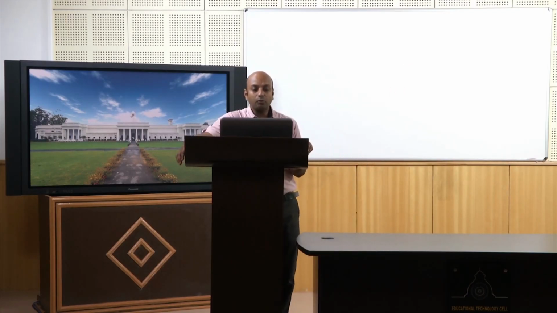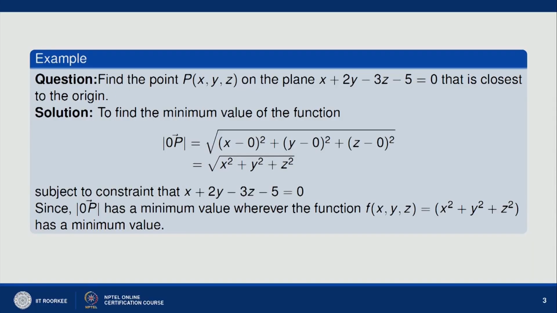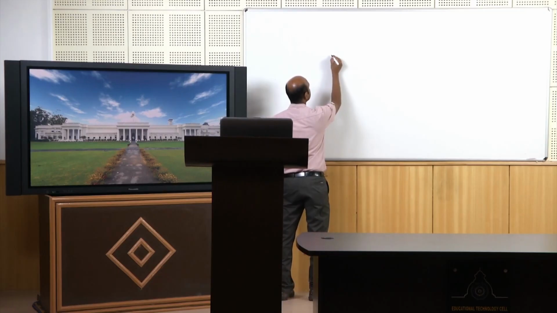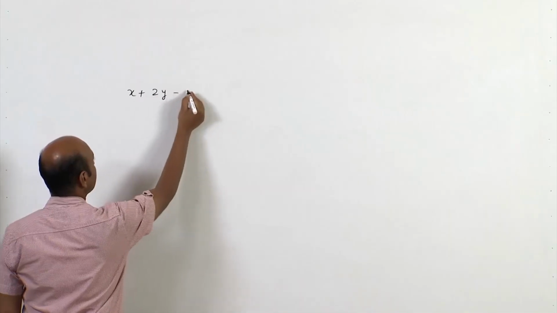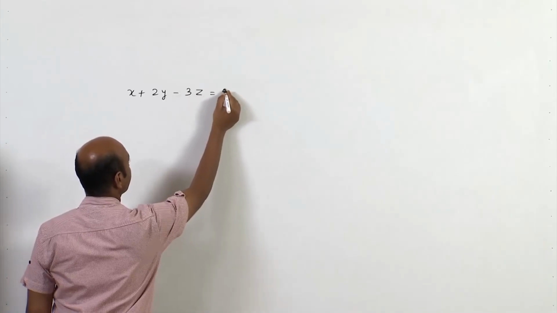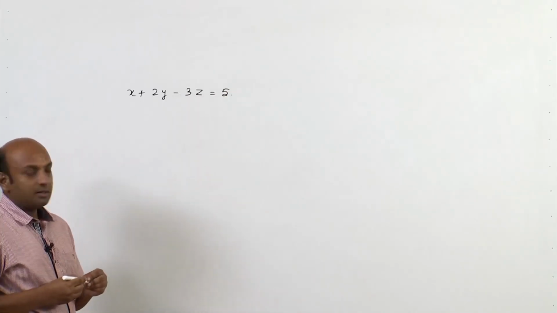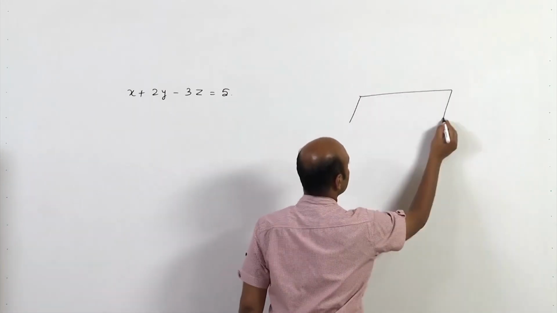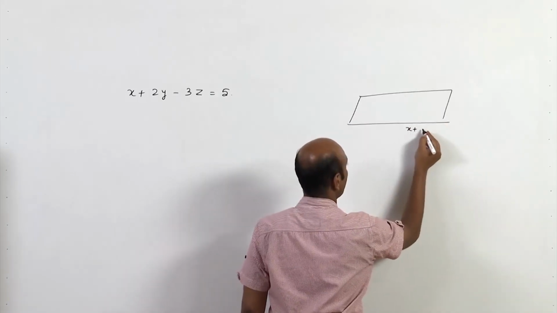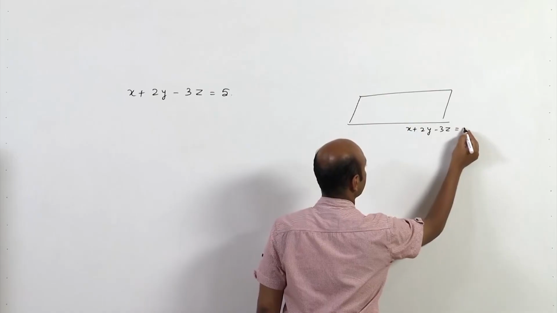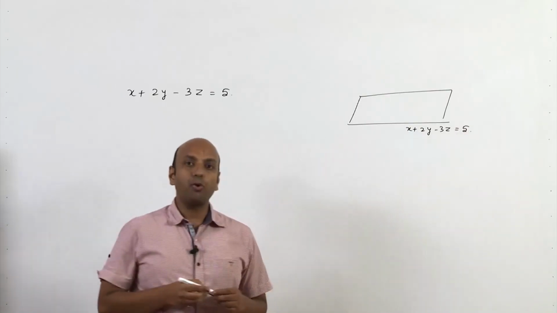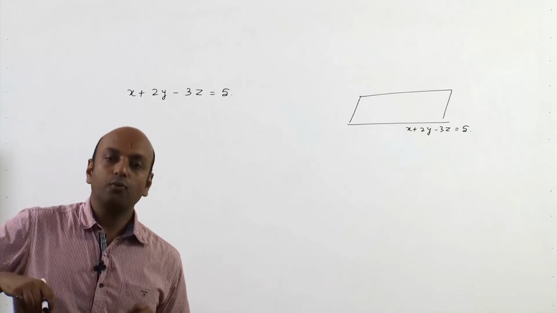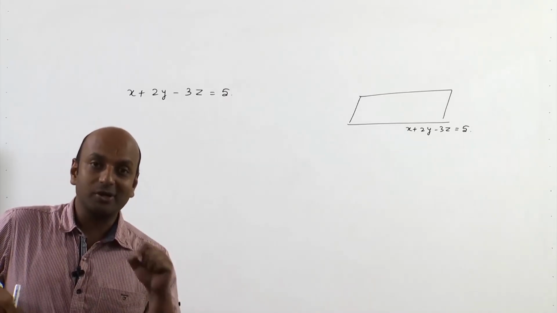Suppose you have to find a point P(x, y, z) on the plane x plus 2y minus 3z equal to 5, that is closest to the origin. So, what is the plane? Plane is x plus 2y minus 3z equals 5. Now, in this plane there are so many points. You see this plane, this is the equation of the plane. From all those points, we have to find out that point which is closest or nearest from the origin.